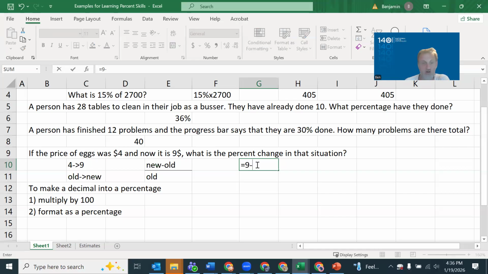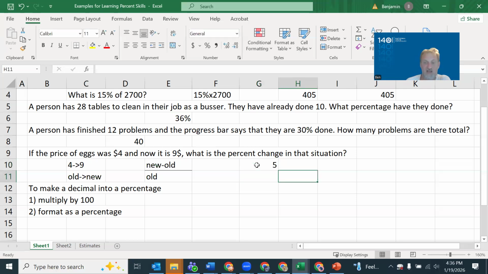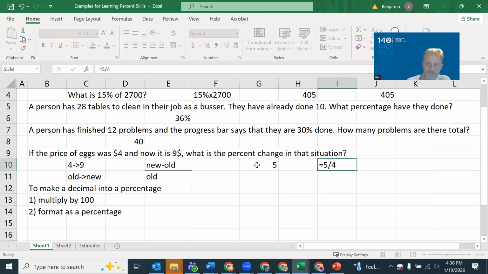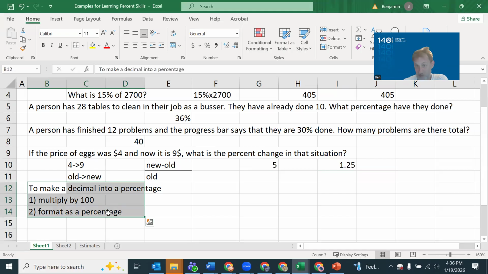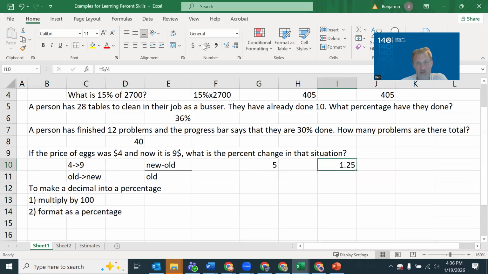All right, 9 minus 4 is the new minus the old value. That's a change of 5. And then I'm taking 5 and dividing by 4, and I got 1.25. Now, it's very important here that 1.25 is not a percentage. It's the decimal format of the percentage. So I need to either multiply by 100, which is what the formula says, times 100%, or format as a percentage. I'm just going to format as a percentage because that's what I prefer.